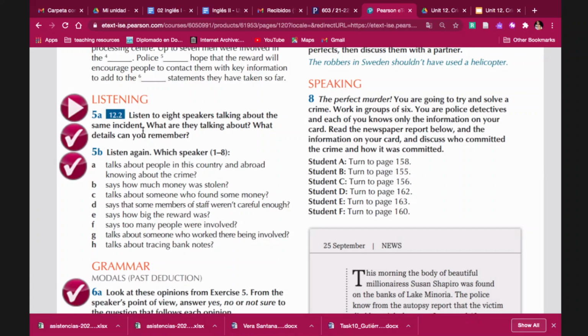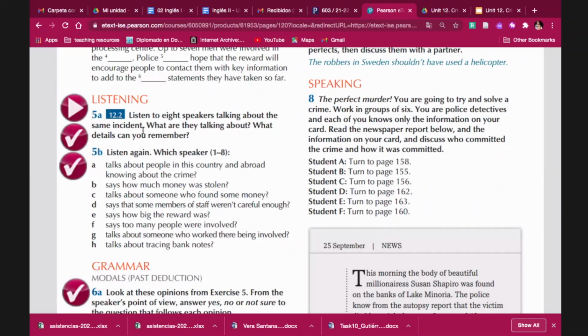Angel, would you please read the second statement and tell us who said it? Yes. Says how much money was stolen. The speaker 8. Okay, so do you remember how much money was stolen? Yes, it's 50 million pounds. 50 million pounds. Yes, you are right. Thank you. Okay, so Jennifer, please, what about the third statement, letter C? Talks about someone who found some money too. The speaker number 2. The second speaker, yeah. Okay, so thank you very much.